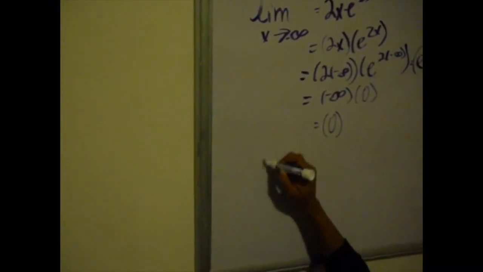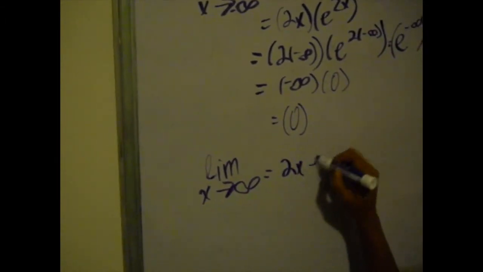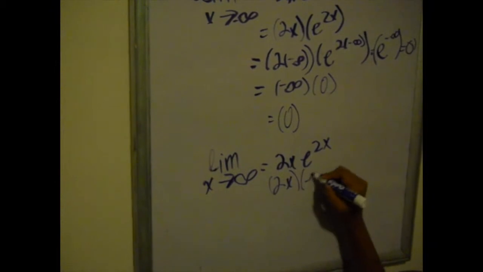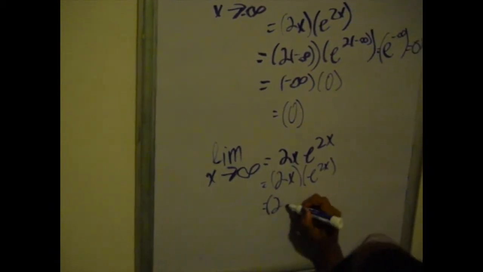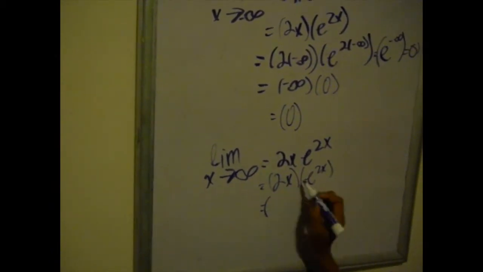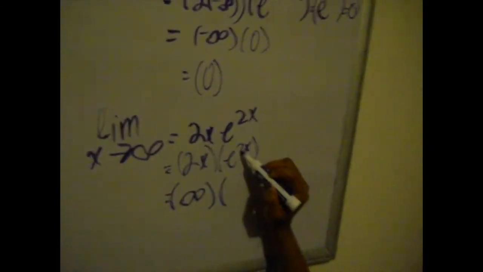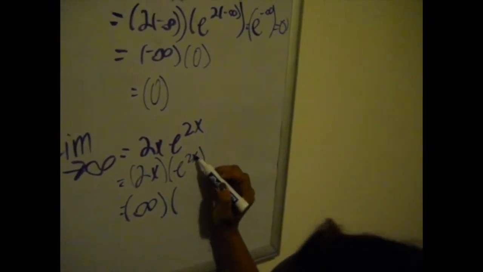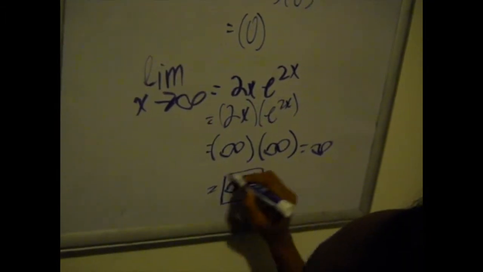So, for the limit as it approaches positive infinity of 2x e to the 2x, we do the same thing that we did up top, break it apart, and then now you have to plug in positive infinity, and I'm just going to shortcut it. 2 times infinity is infinity, and e to the 2x, with 2 times positive infinity being infinity, so e to the infinity is also infinity, and infinity times infinity is infinity, and that's your answer.